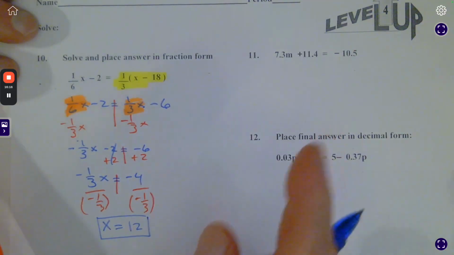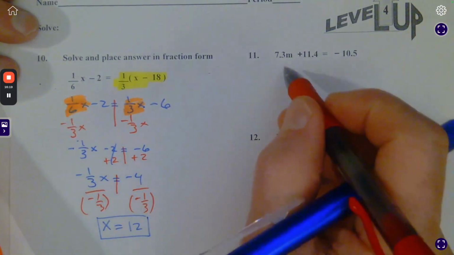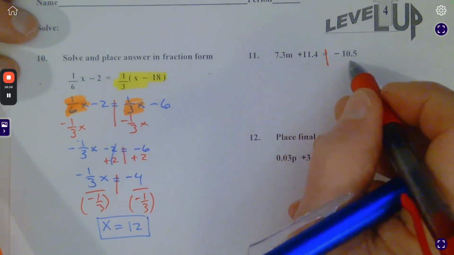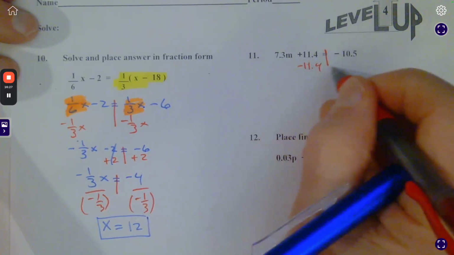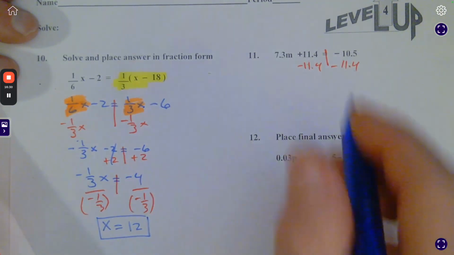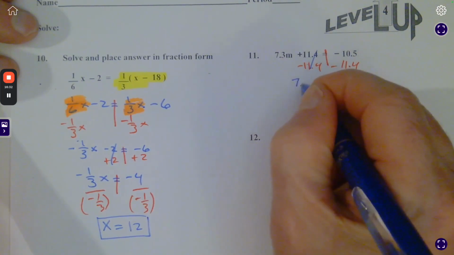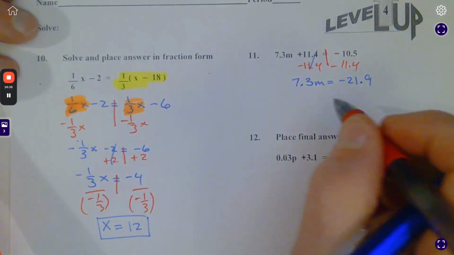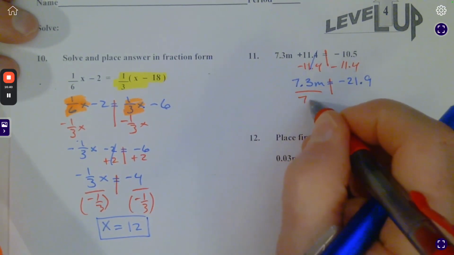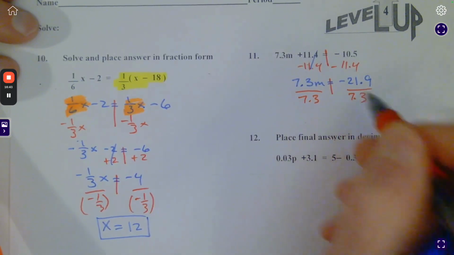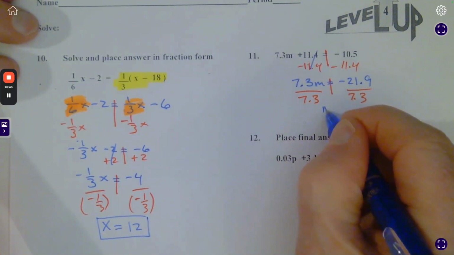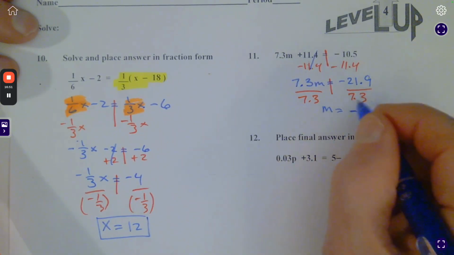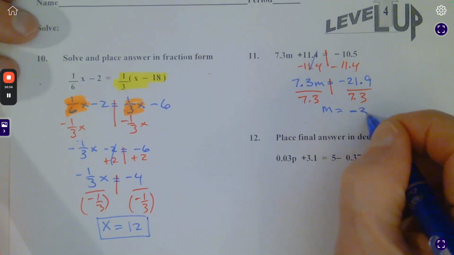Okay, now we're going to go to a decimal equation. Notice you got a variable term, constant, constant. There's my equal symbol. So to move from there to there, you got to do the inverse. So minus 11.4. That cancels out. 7.3m is equal to negative 21.9. Inverse operation for multiplication is division. This goes to 1m. A negative divided by a positive is a negative, and 21.9 divided by 7.3 is 3. You're done.